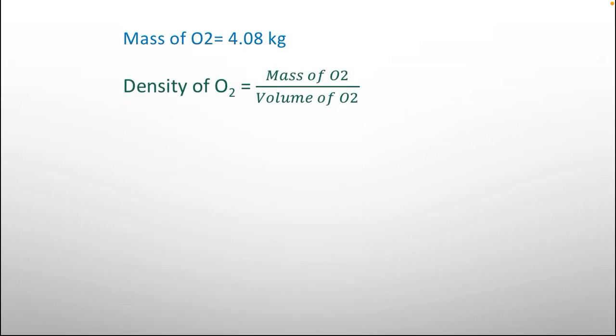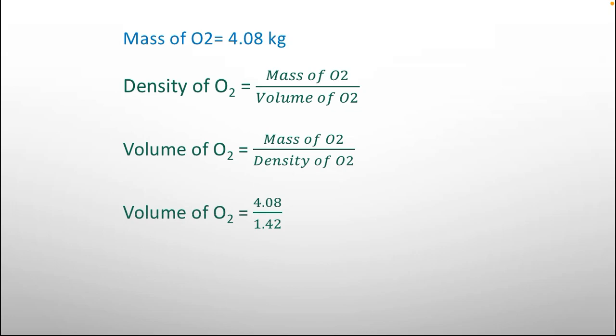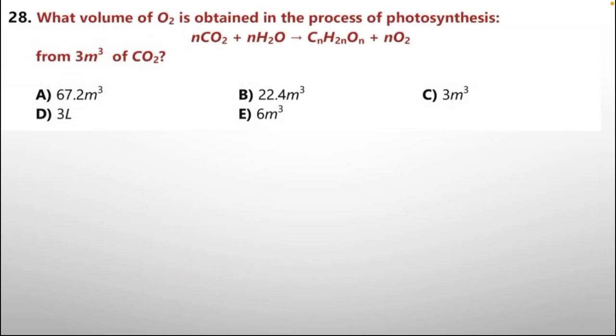Here is the mass. Density of oxygen formula, mass over volume. Volume and density places are exchanged. For volume of oxygen, we divide the 4.08 mass of oxygen by the density 1.42, and the answer we got is 3 meter cube. Here the correct option is option C, 3 meter cube.